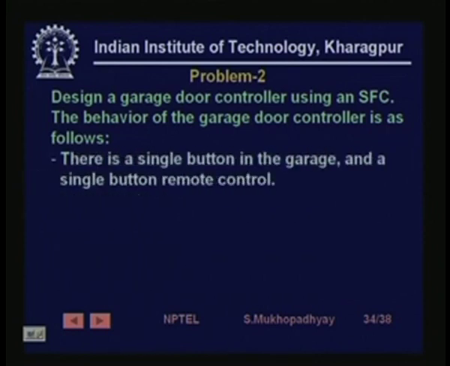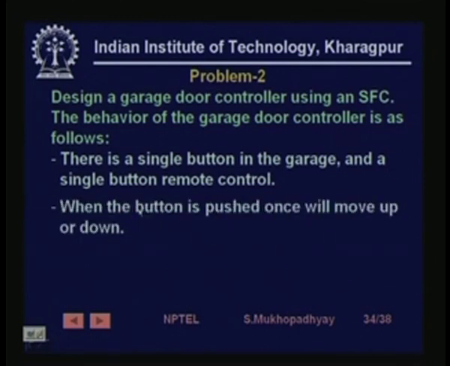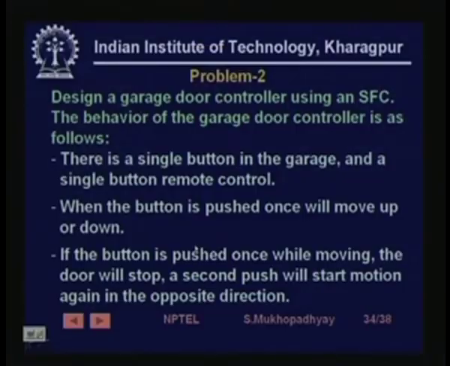The behavior of the garage door controller is like this. There is a single button in the garage and a single button remote control. When the button is pushed once, the door will move up or down. So, you push it once, it will move up or down. If the button is pushed once while moving, then the door will stop and a second push will start motion again in the opposite direction.